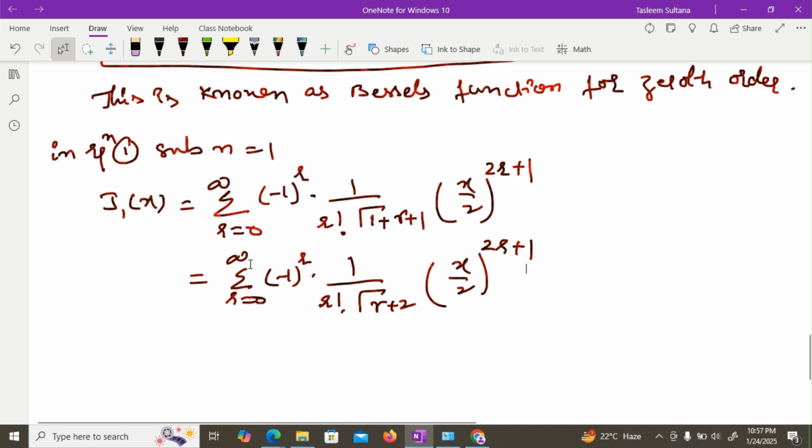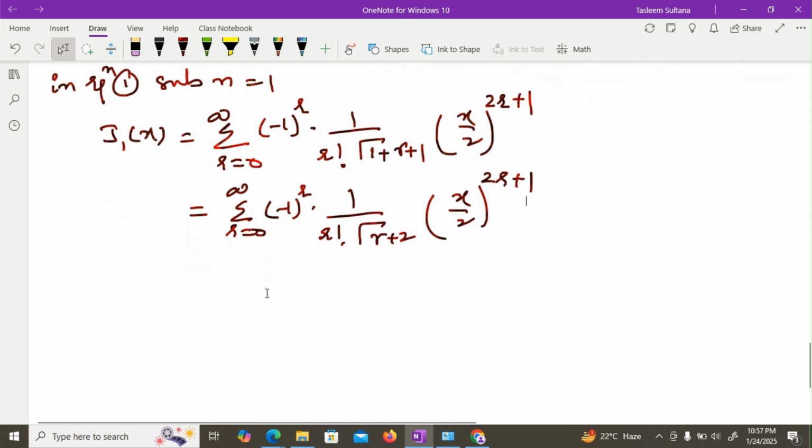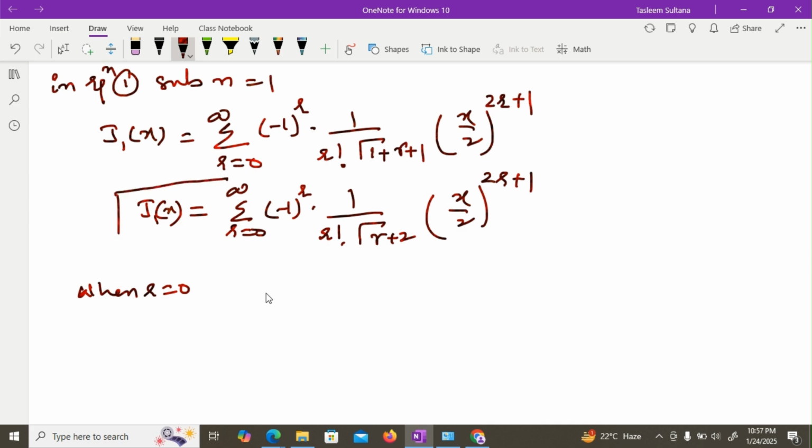And in a similar way, we will open it by substituting r is equal to 0, 1, 2, 3, and so on. So first we'll substitute r is equal to 0 in this equation. We'll mark this as equation number 2, when r is equal to 0.